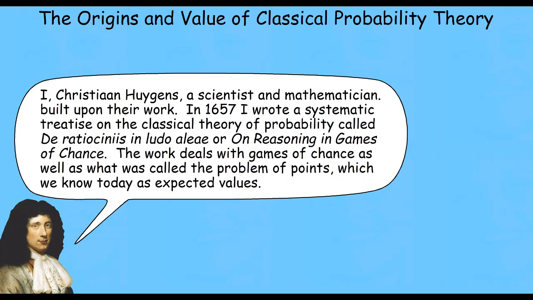Now, this work deals with games of chance as well as what was then called the problem of points, which we now know today as expected values. So Huygens wrote this systematic treatment where he took the insights that had been developed by Pascal and de Fermat and came up with a more comprehensive and systematic statement of the view. So it was a very important book.